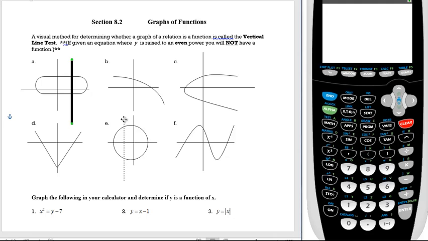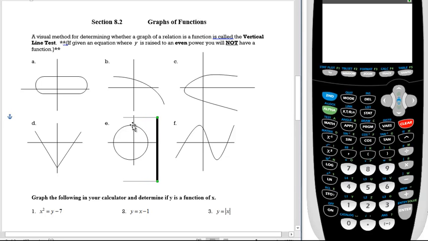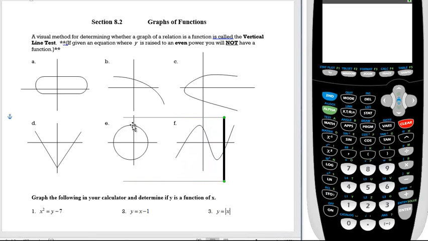E is not. I can hit it in two places, there and there. I can move it over a little bit, and I could hit it in more places. So that is not a function. Let me move it on over this way. That's sort of cool. I can only hit F in one place, so that one is a function. So that is a visual method to determine whether a function exists by using the vertical line test.